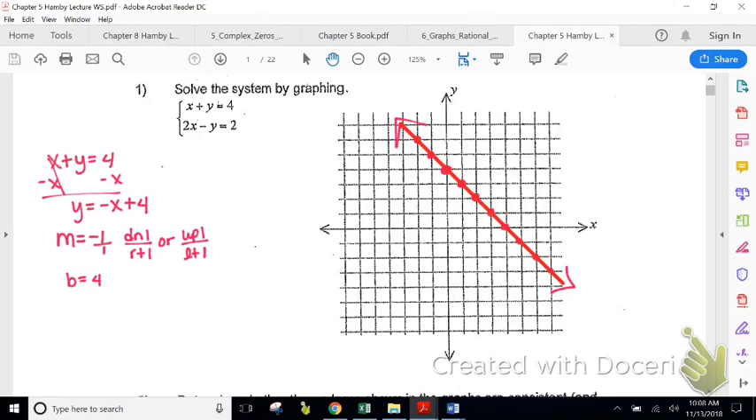Yes. All right, so 2x minus y equals 2. We're going to solve that one for y. And then divide everything by that negative 1, right?